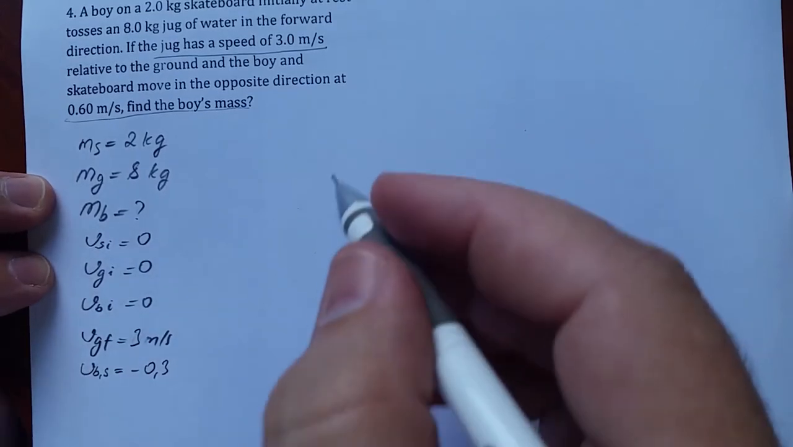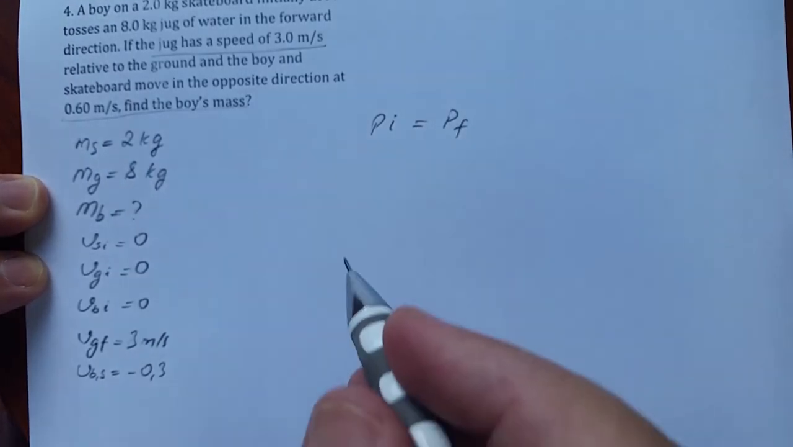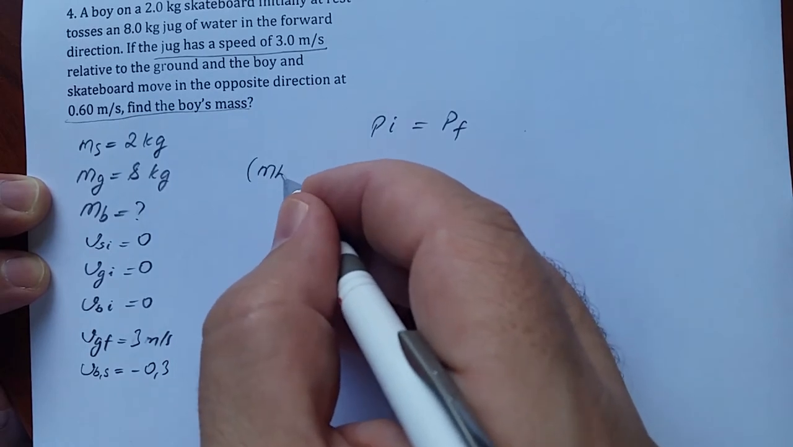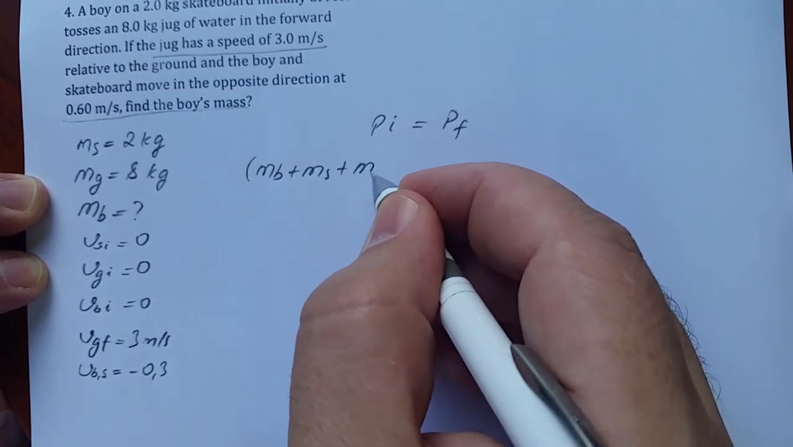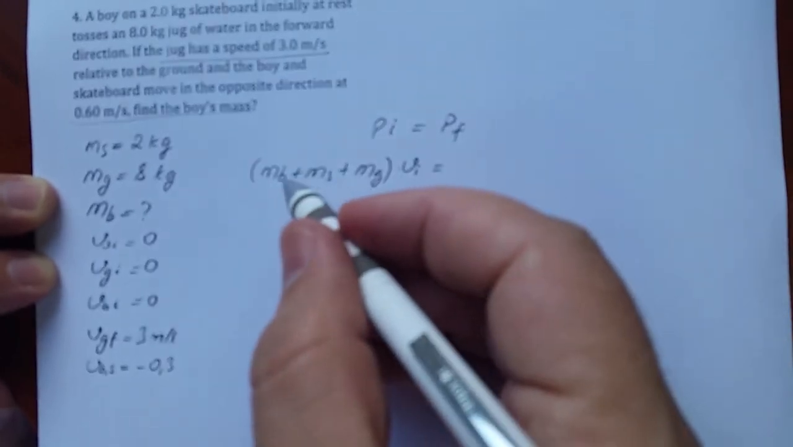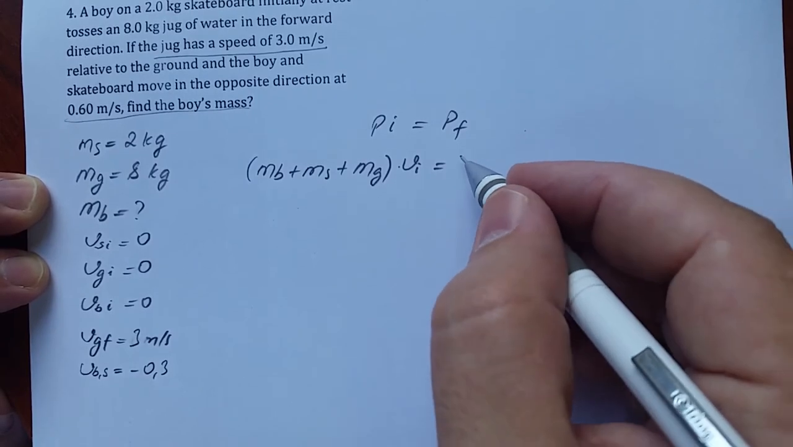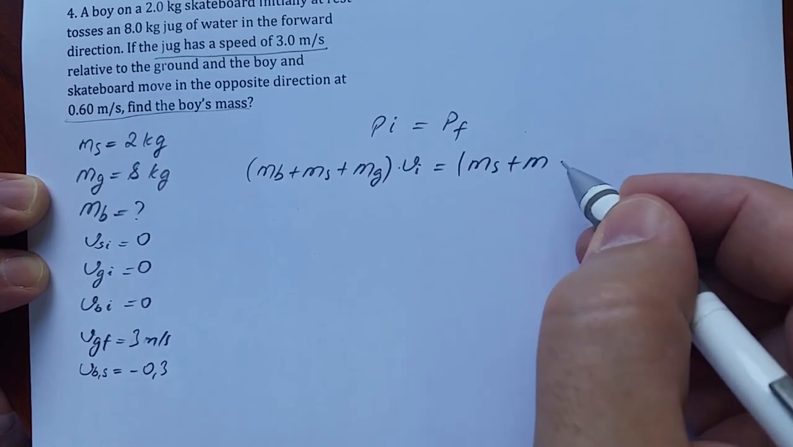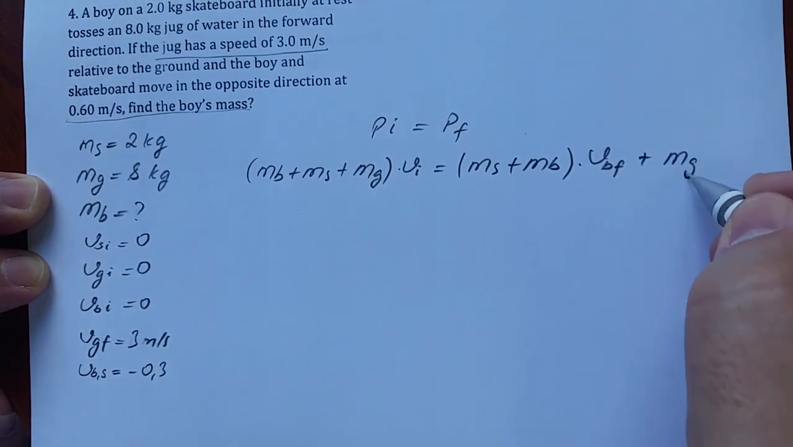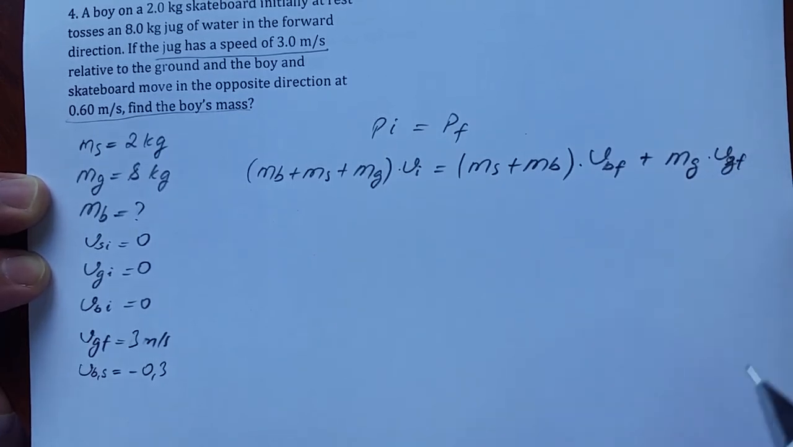So the mass of the boy is wanted. Let's write our equation: initial momentum is equal to final momentum. For the initial, the boy is on a skate, of course holding the jug, so I can write mass of boy plus mass of skate plus mass of jug, altogether multiplied by their initial velocity, is equal to, you can write separately, no problem. After the collision, the boy and skate move together, so I write mass of skate plus mass of boy, and their velocity, V boy final, wanted, plus the mass of the jug and the velocity of the jug, V jug final.